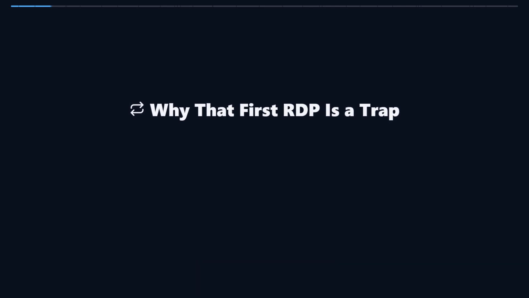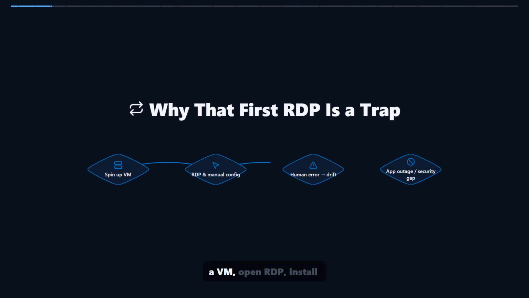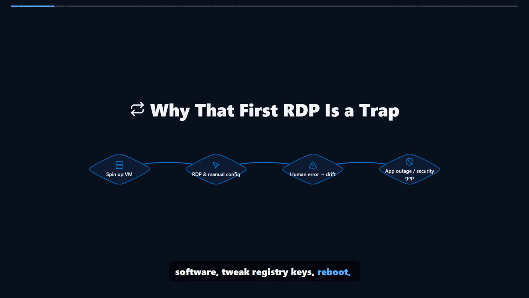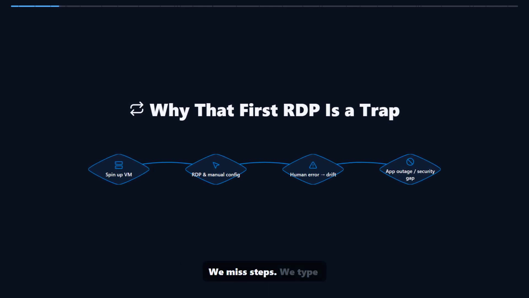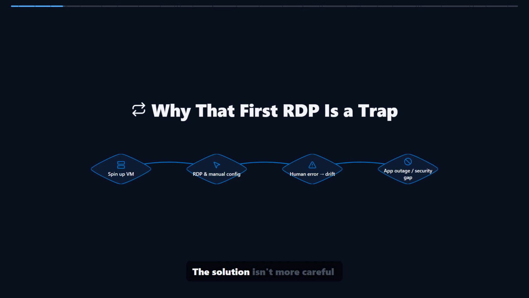Here's what the manual trap looks like. You spin up a VM, open RDP, install software, tweak registry keys, reboot, verify, then repeat for every single server. Each manual cycle can easily consume half an hour or more, and humans are terrible at repetition. We miss steps. We type version numbers wrong, and one subtle drift between 2 VMs can break your entire application. The solution isn't more careful clicking. It's removing the human from the loop entirely.